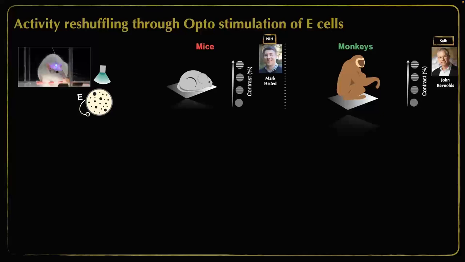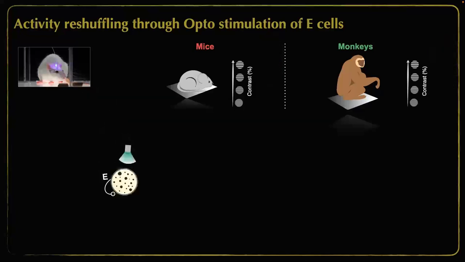Here, the gratings are a little bit larger than the ones that I presented, but not that much more. And in the monkey, they are much smaller, matching receptive field size in the monkey.